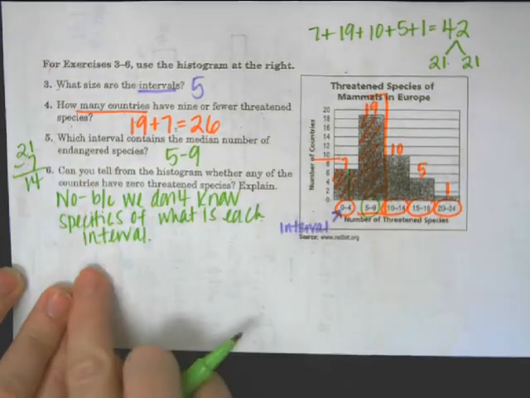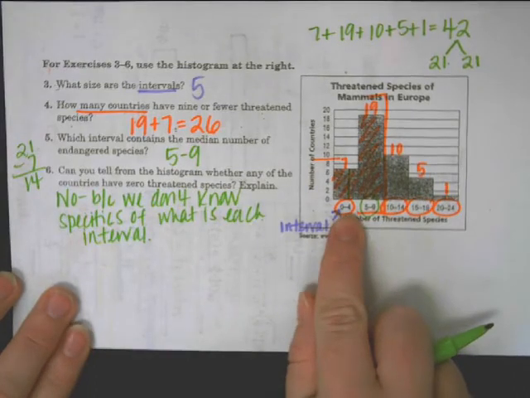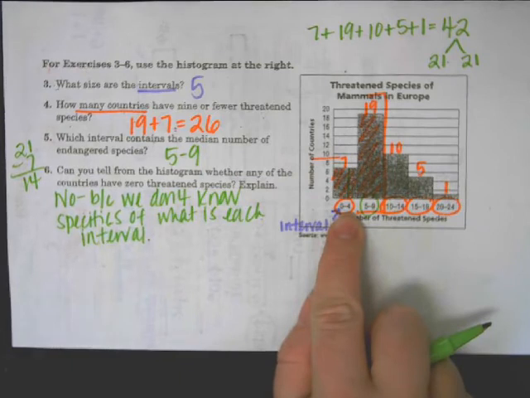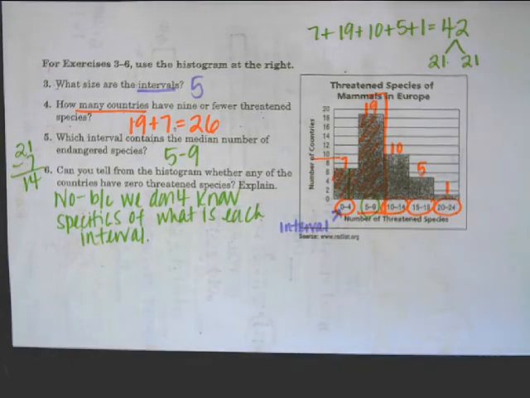What I'm saying here is even though there's 7 countries with 0 to 4 endangered animals, I don't know how many have 0, how many have 1, how many have 2, 3, or 4. It's because this graph is not specific enough for me to answer that question.